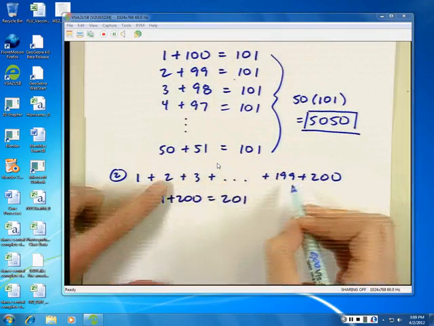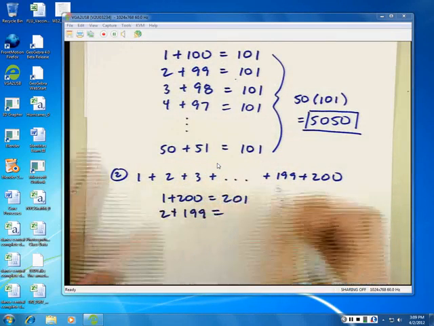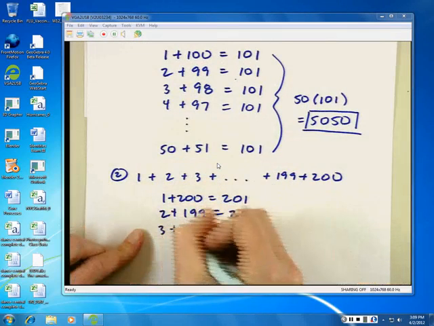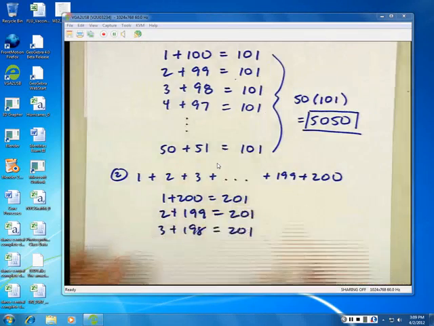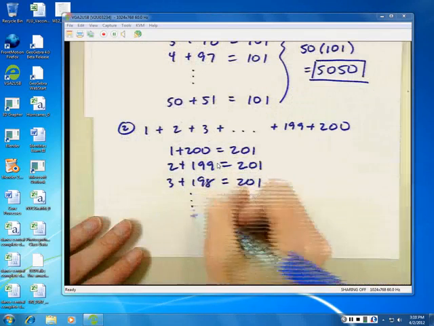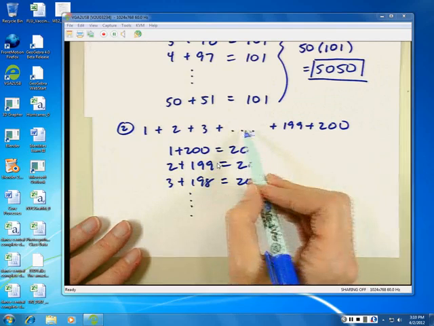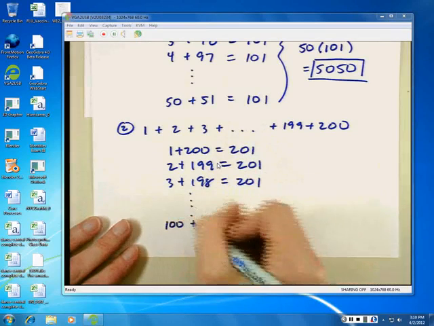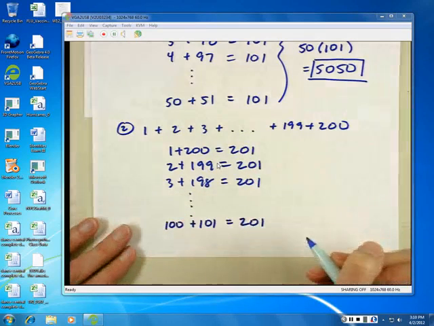2 plus 199 is going to be another 201. 3 plus 198 is another 201. And we're going to be able to go all the way down to the numbers in the middle of this list here, which will be 100 and 101. Those are the ones next to each other. 100 plus 101, which is the last pair, the middlemost pair, is 201.